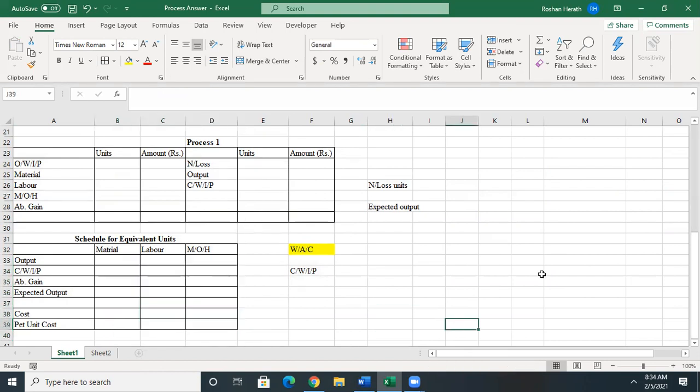Now, give it a try, referring to the information for process 2.